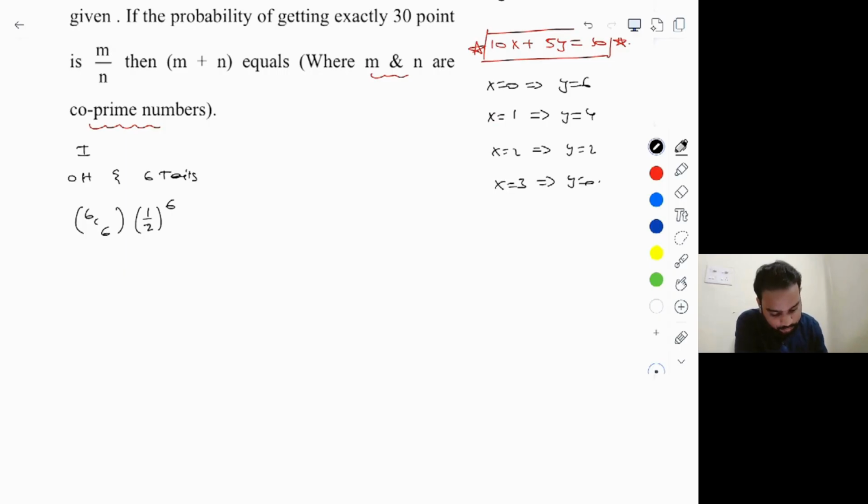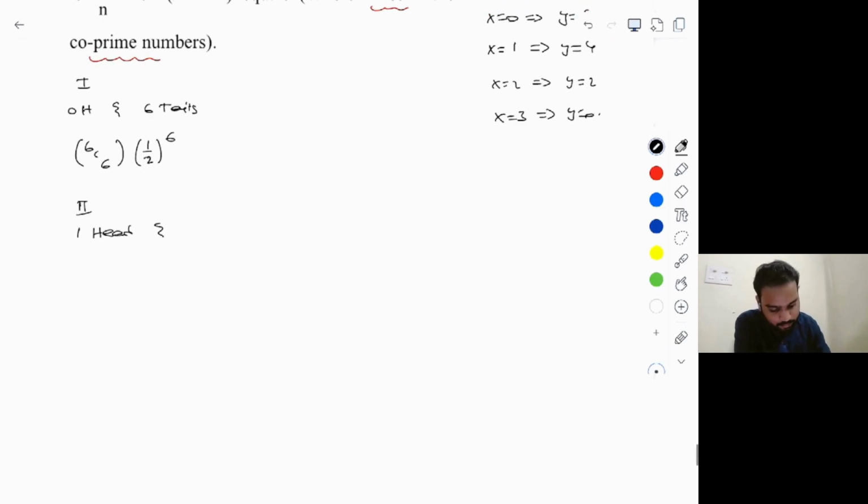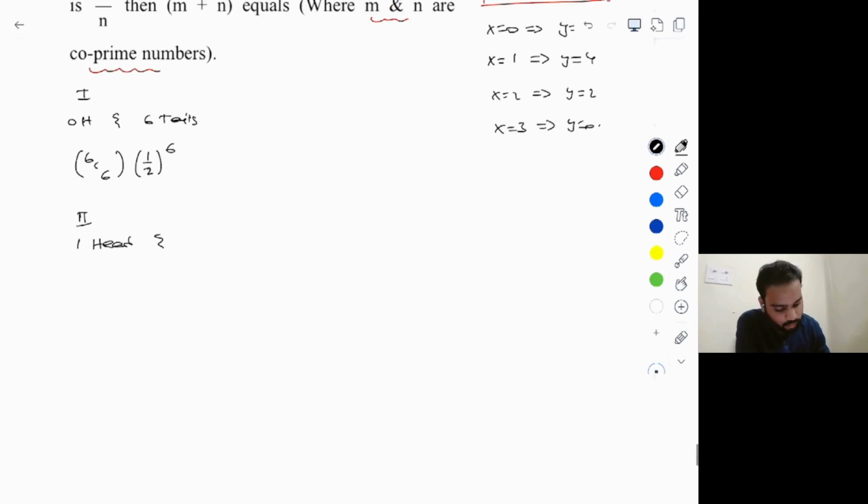And then case 2. Case 2 is what? One head and 4 tails. Which means here you have to partition. So out of the total 5 tosses in case 2, one of them must be head here.